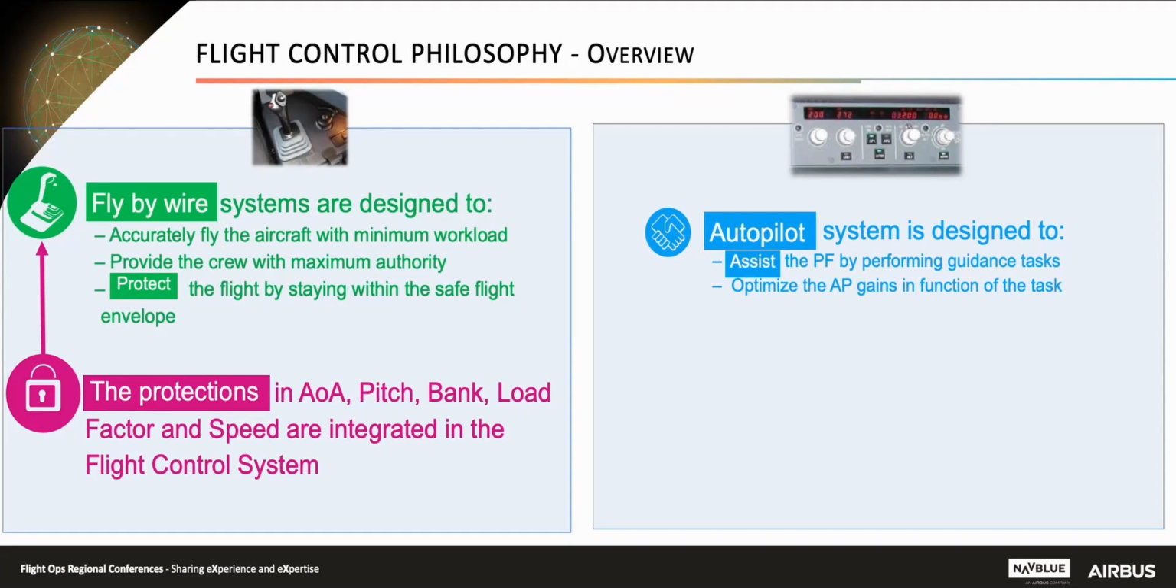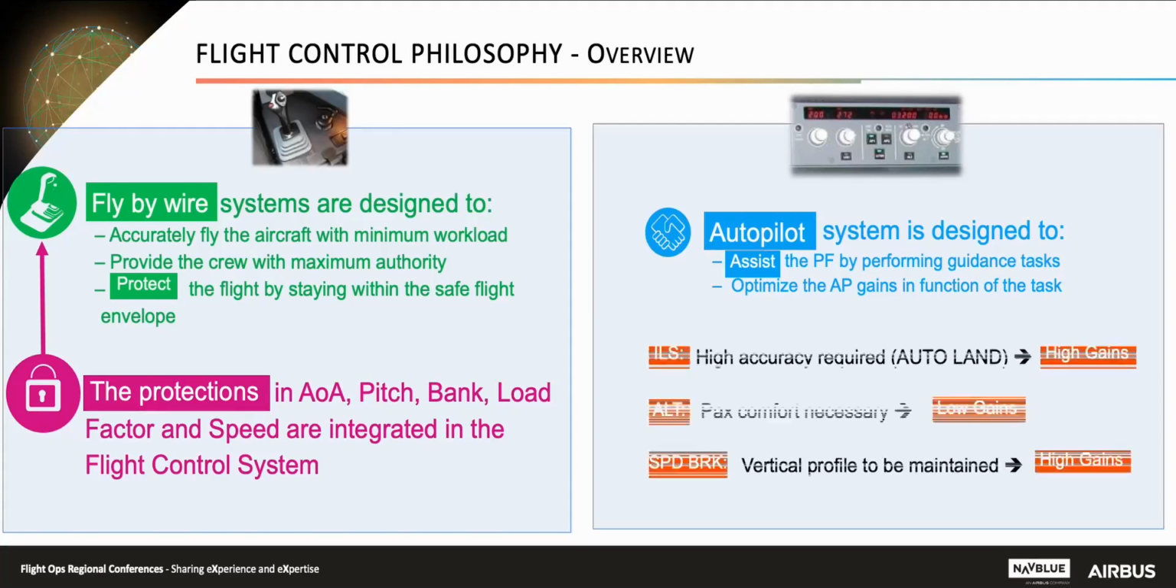And we have the autopilot, which is designed to assist the pilot in its routine task. The gain of the autopilot, in other words, the level of authority of the flight control, is optimized depending on the expected task. For example, during an ILS final, we need high gains because we are looking for high accuracy of the system to follow the ILS signal. During the cruise, we prioritize passenger comfort and low gains are sufficient. When using the speed brakes, the autopilot must be able to maintain the vertical profile, so quick answers are required to compensate and counteract aerodynamic effects.